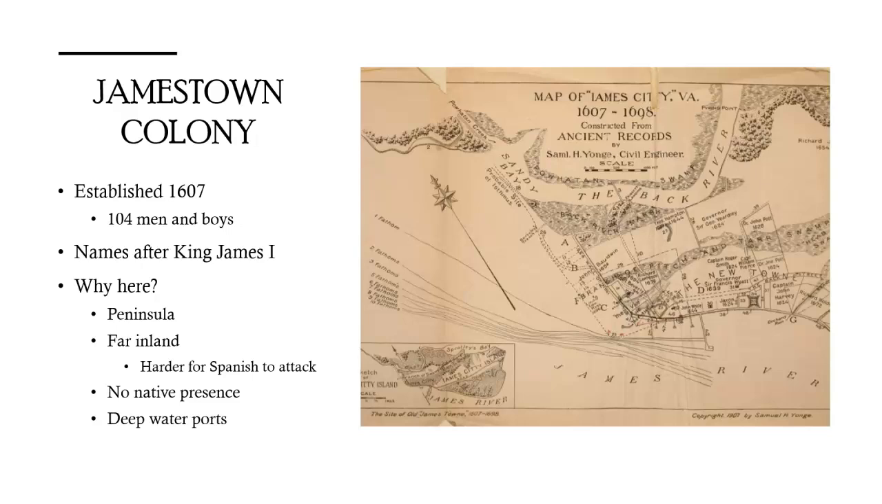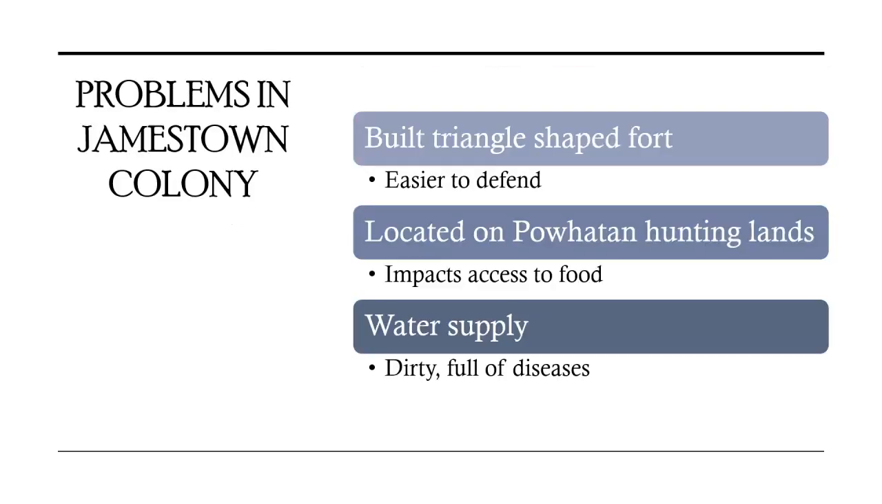They have a motivation to attack. Put it inland, it's harder for them to get to you. There's also not a presence of the natives who are in the area, so you're not moving into land that someone else is directly living on. And the ports nearby are deep, meaning your ships can come in, resupply ships can come in. It's easier to transport goods from Europe into your colony.